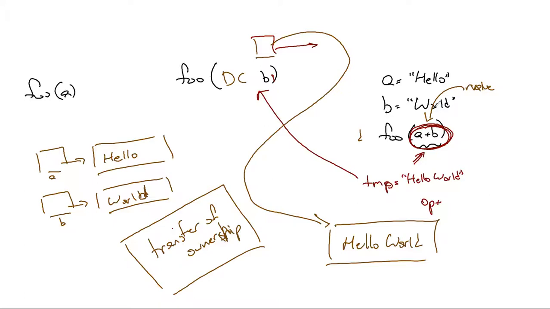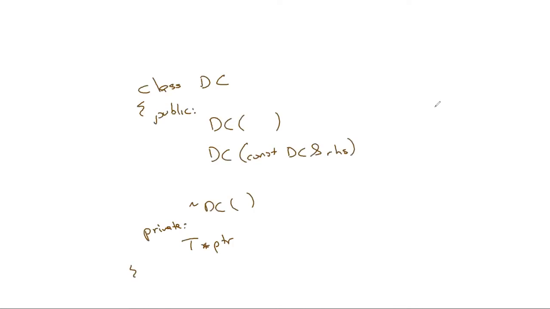Now you say to yourself, where do I see this kind of stuff? So let's go back to our class. And you might have seen a constructor that looks something of the sort like this. This is a copy constructor. This is a move constructor.